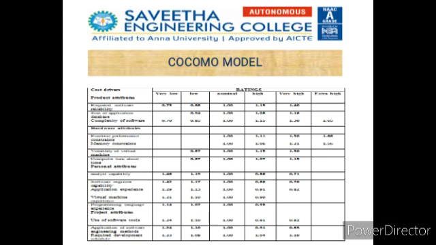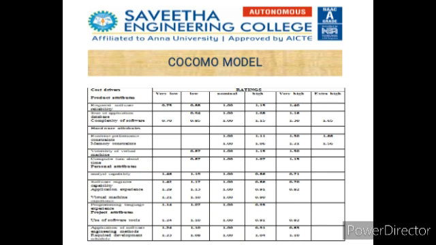In cost drivers, we have the following attributes, such as product attributes, which comprise required software reliability, size of application database, complexity of software, and then we move on to the hardware attributes. Hardware attributes comprise runtime performance constraints, memory constraints, volatility of virtual machine, and computer turnaround time.